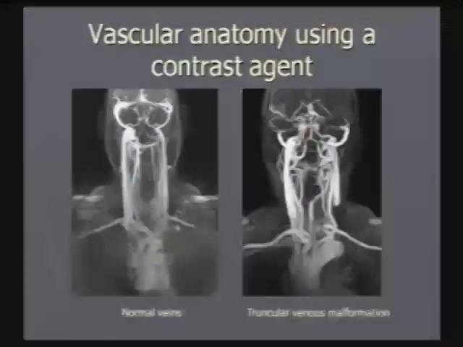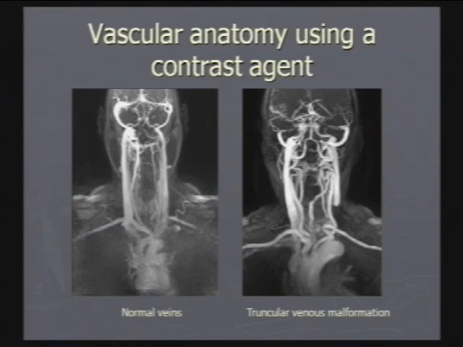So here's an example for you. On the left-hand side, you see the normal venous system for a volunteer. You have nice patent internal jugular veins. And on the right-hand side, you see a rather interesting truncular venous malformation. The left internal jugular vein comes down and just stops.